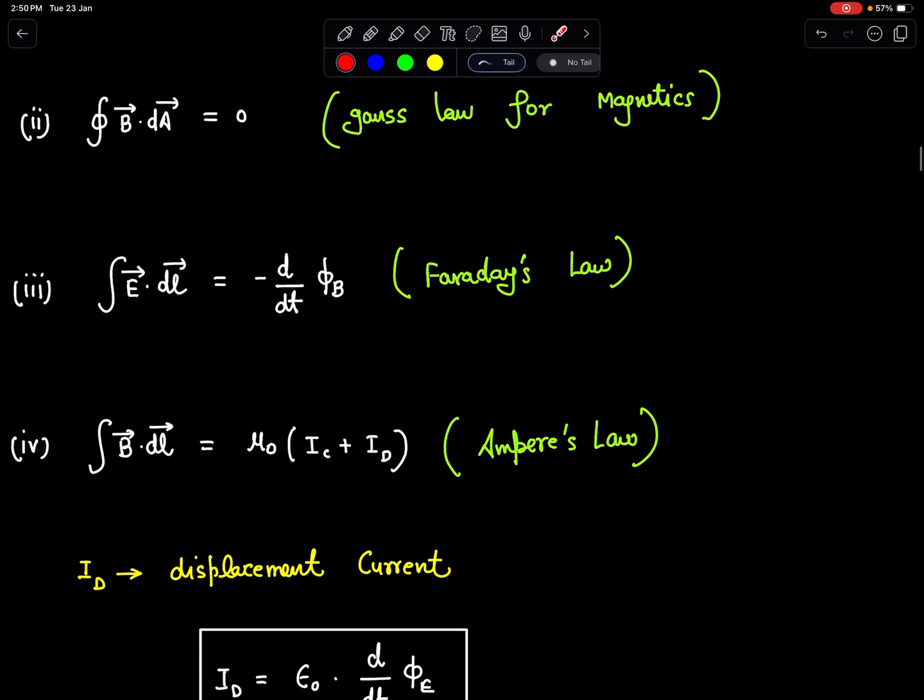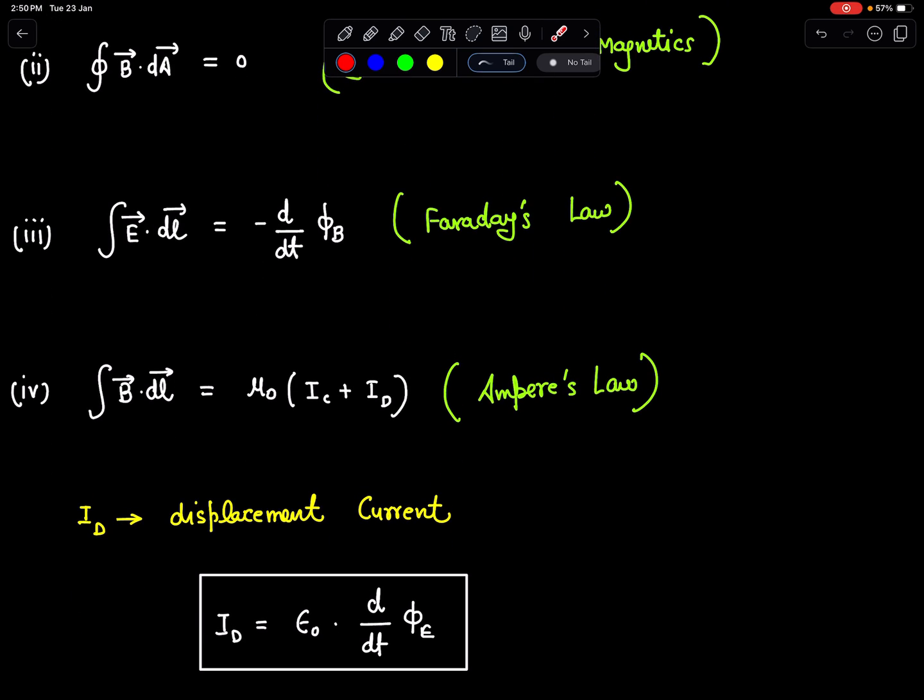Now we have studied Ampere's law, but here there is a slight change in Ampere's law. We have studied the integral of B dot dl is equal to mu naught times I inside. But it has been observed that when there is fluctuation in the electric field, then through the medium one current is flowing, which is not flowing through the metal or conductors. In the medium it is flowing, which is called displacement current, and this displacement current is given by epsilon naught d by dt of phi electric.